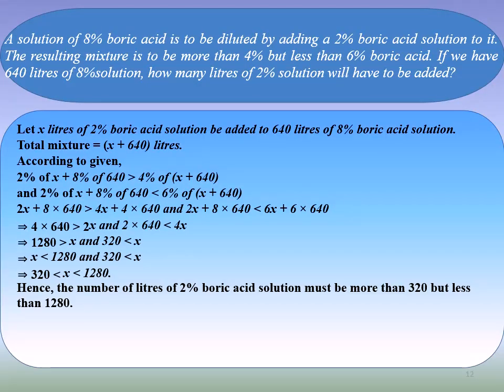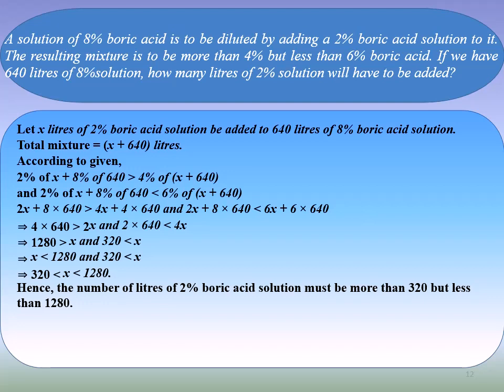A solution of 8% boric acid is to be diluted by adding a 2% boric acid solution to it. The resulting mixture is to be more than 4% but less than 6% boric acid. If we have 600 liters of 8% solution, how many liters of 2% solution will have to be added? Children, check this problem very carefully.